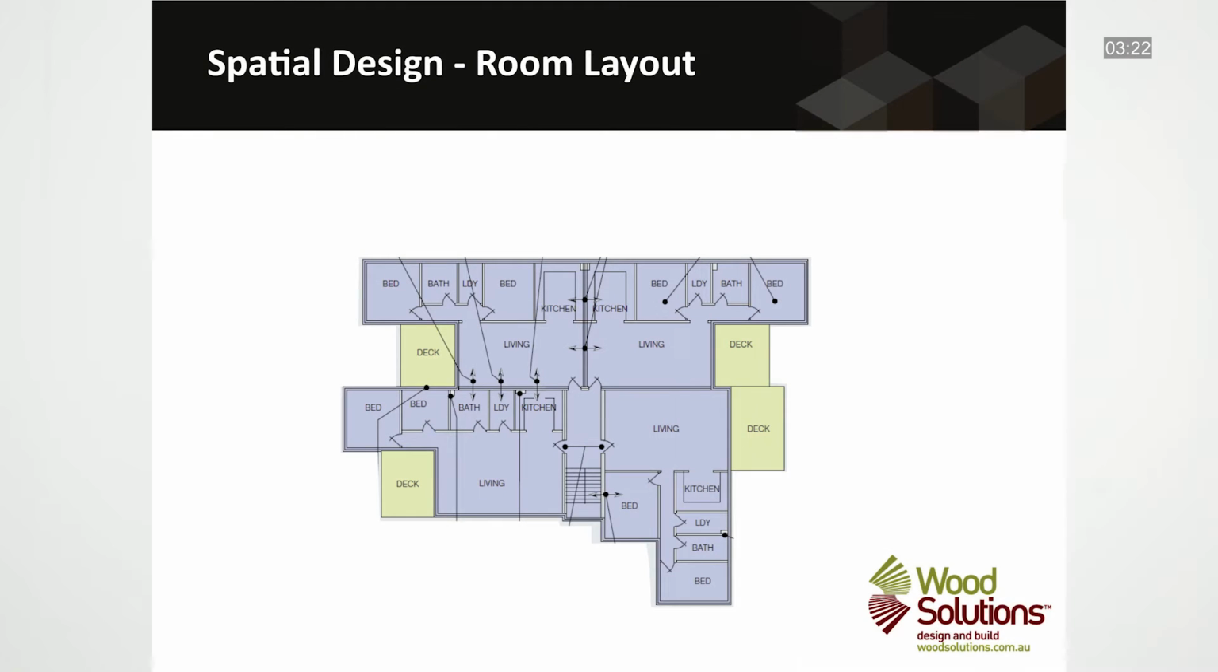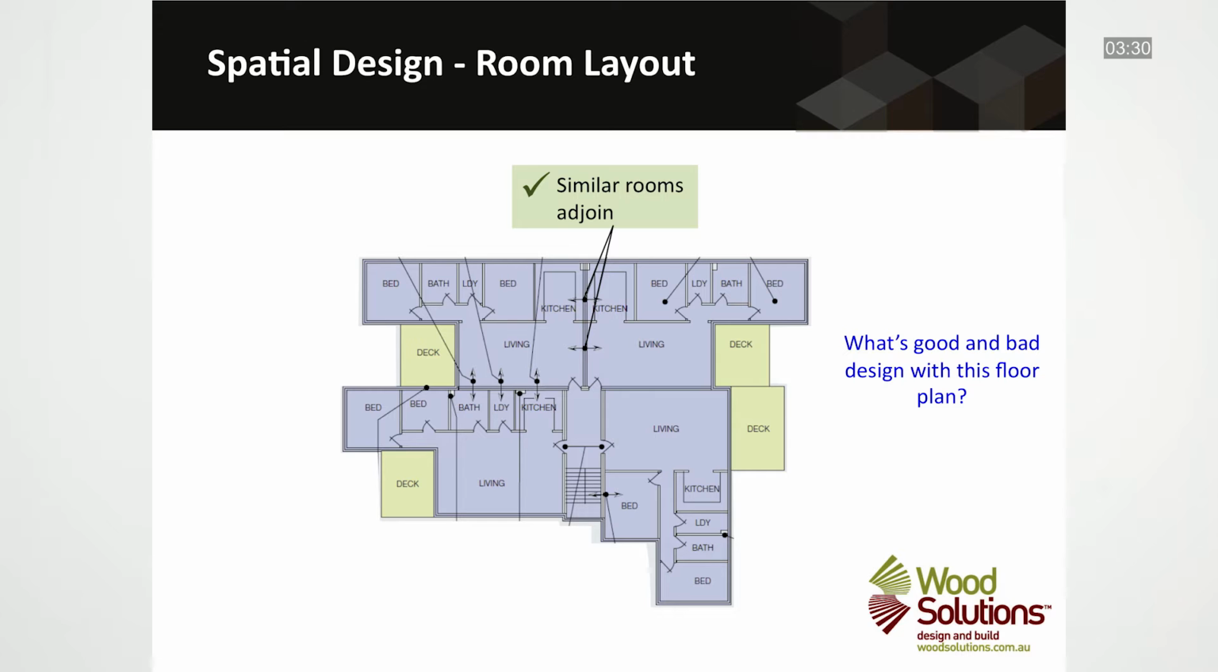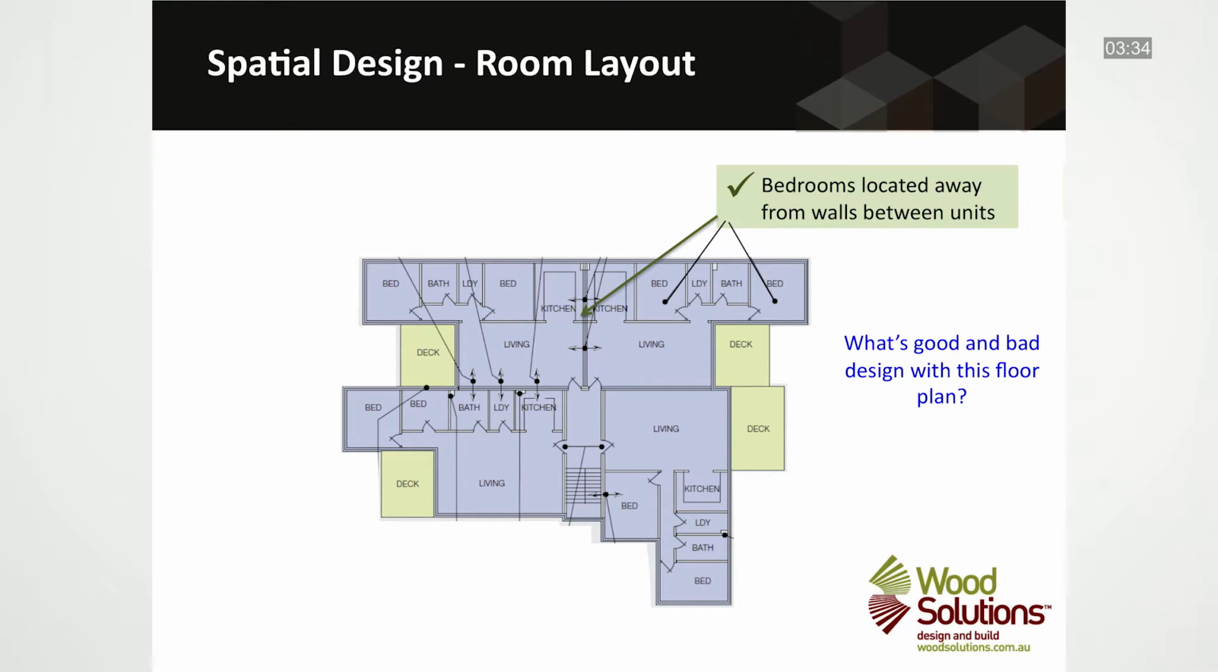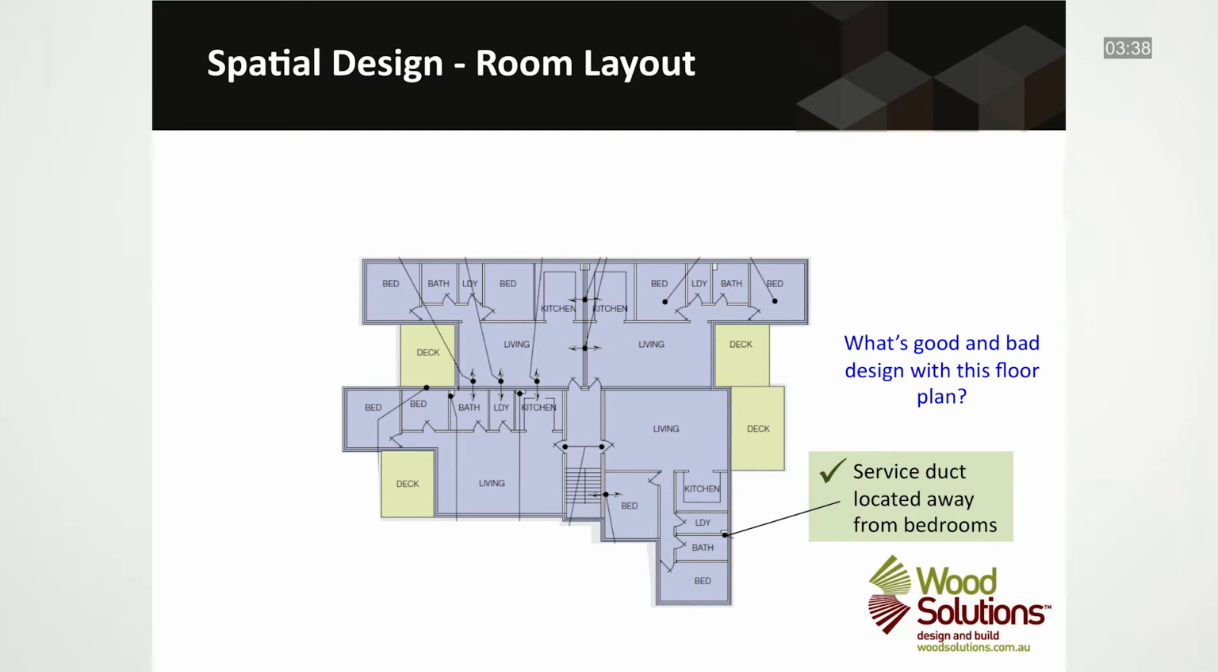So, looking at the apartment layout illustrated, let's now look at some of the good spatial design approaches and some of the poor ones. This example provides good practice where the adjacent living and kitchen areas adjoin. Also good practice where bedrooms are located away from neighbouring units. Service ducts have also been used here, located away from bedrooms.